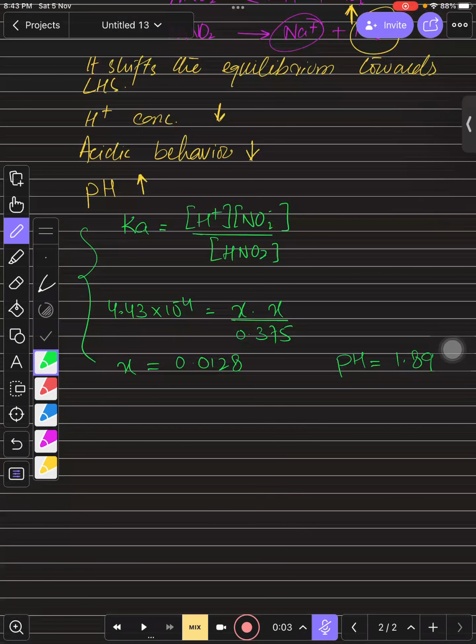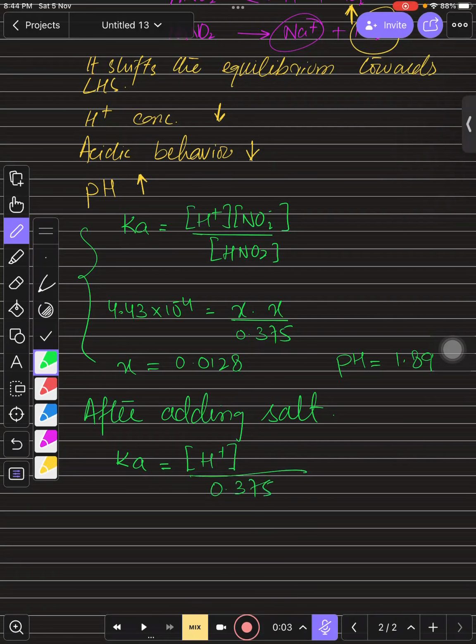Now, after adding salt, जब आप salt add करते हो, so what is going to be happen? If you add salt, so Ka will remain same, H ions are same, concentration is same, but also the concentration of NO2, you know, is 0.1 already over there.